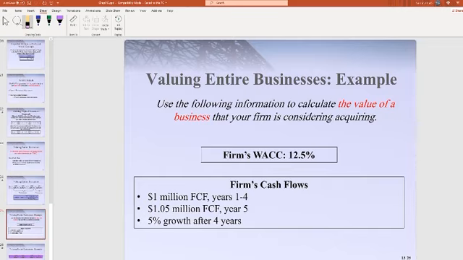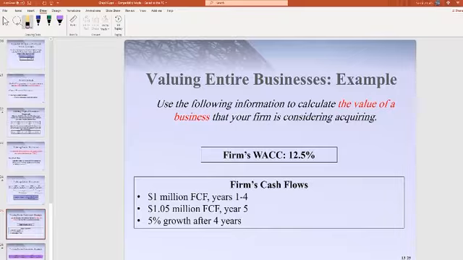So in year 1 you will have 1 million. Year 2 the same, year 3 and year 4. Each year you will have 1 million. Then in year 5 we will have 1.05 million, which is only for year 5. However, this cash flow in year 5 will grow at 5% forever. So after 4 years, this will be forever 5%. Why forever? Because we always assume firms will stay forever. This is one of the principles in accounting.